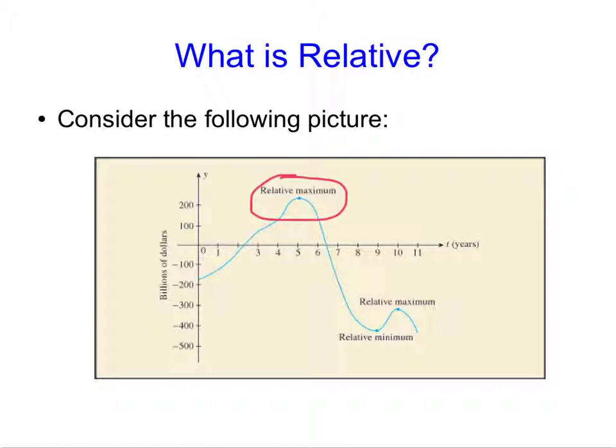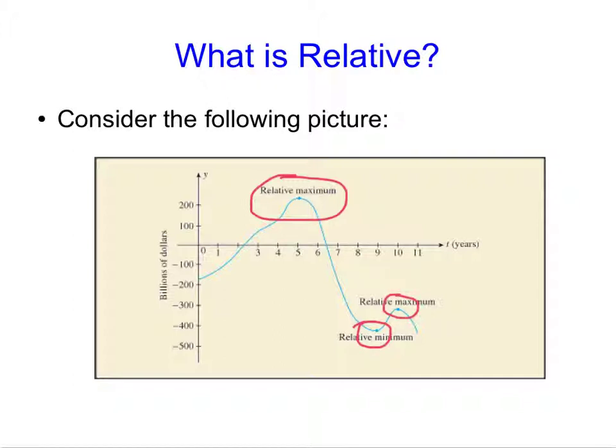As you move along the x-axis, you'll notice we do have a low point down here. And again, if you focus in that red circle just on the area around that point, that dot is the lowest point. And so we call that a relative minimum. And then here again we have another high point. We call it a relative maximum.